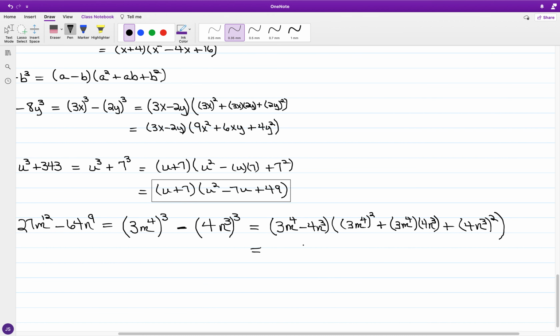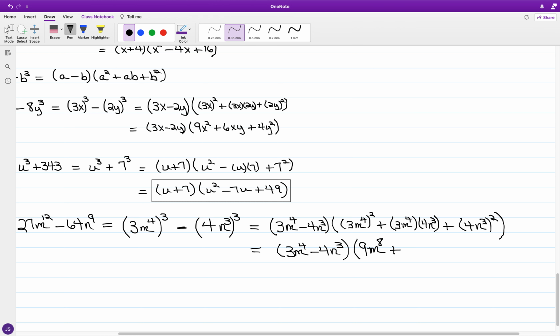Okay, the terms are getting to be a bit crowded, but we're going to sort of clean things up here. So we still have, with the binomial factor, 3m to the 4th minus 4n cubed. And then for the trinomial, the square of 3m to the 4th, 3 squared is 9. For the m to the 4th squared, that's m to the 4 times 2, so that's going to be m to the 8th.